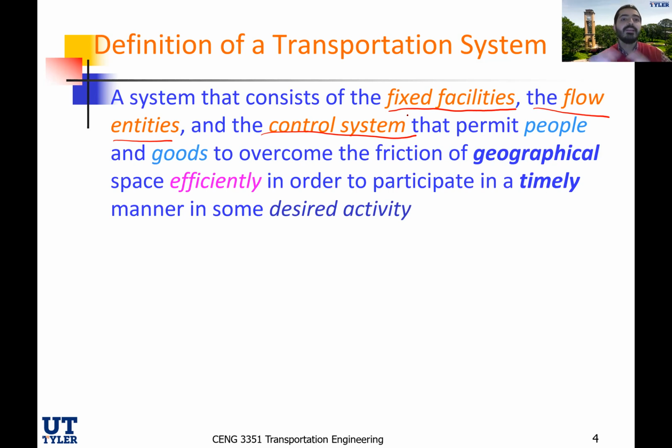So, in other words, it's a certain environment or certain facility. A roadway is a facility, and again, the flow of entities is the flow of people as well as goods, and we need to control that system. If we don't control it as an engineer, it's just going to become chaos. Controlling the system can be as simple as traffic signals. That's a control system, and it's going to permit people, as well as goods, to move geographically, physically, from one place to the other in a very efficient way, and also in a timely manner.